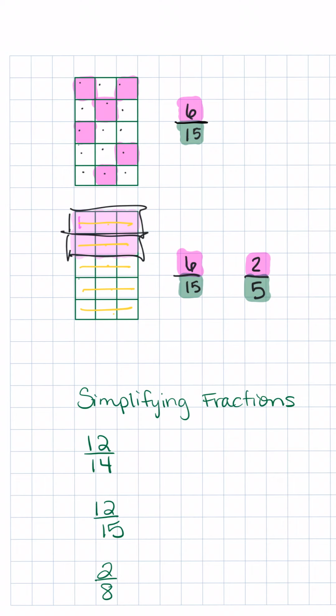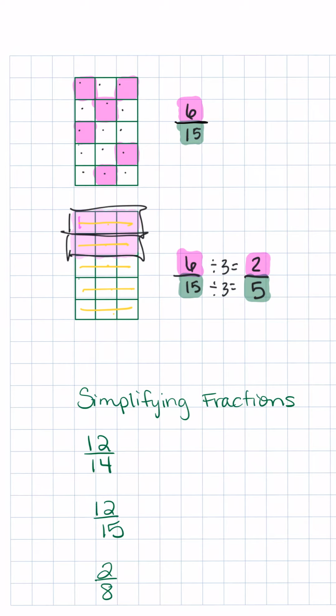So if you think about 6/15, the largest, the biggest number that can go into both of those is 3. So if we divided the top by 3 and the bottom by 3, so 6 divided by 3 is 2, 15 divided by 3 is 5. We get 2/5. 2/5 is the simplified version, the simplified fraction of 6/15.